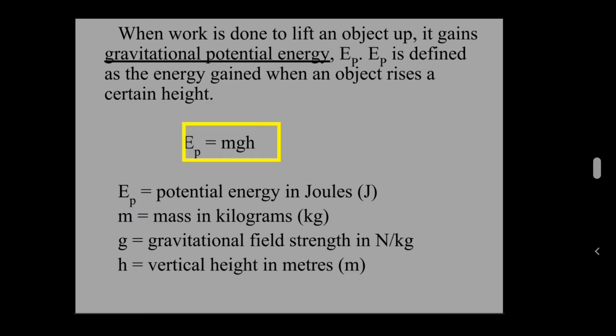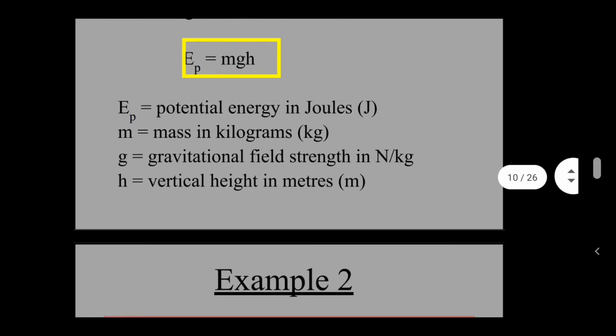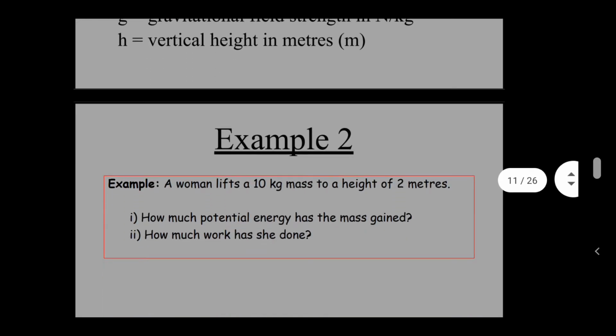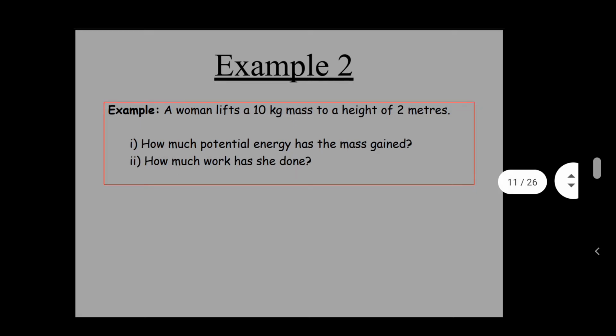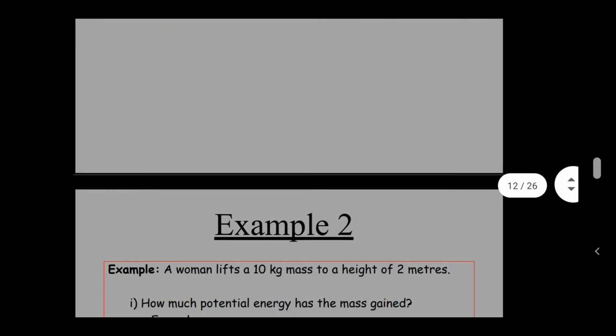So EP is the potential energy in joules, m is the mass in kilograms, g is the gravitational field strength in newtons per kilogram, and h is the vertical height in meters, not horizontal, vertical. So let's look at an example where a woman lifts a 10 kilogram mass to a height of 2 meters. How much potential energy has the mass gained?